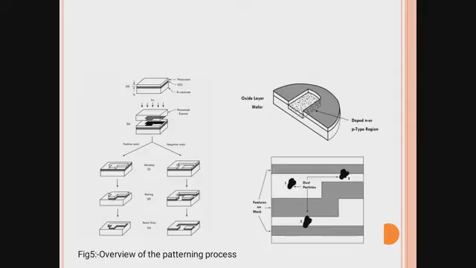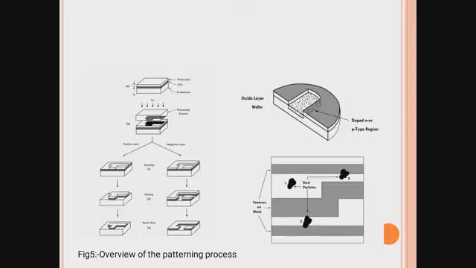This is the overview of the patterning process, and this technology is called lithographic technology, which is very, very important. Before going to lithography, I want to tell you there are two kinds of resist basically used in the lithography technique. One is positive photoresist, another one is negative photoresist.